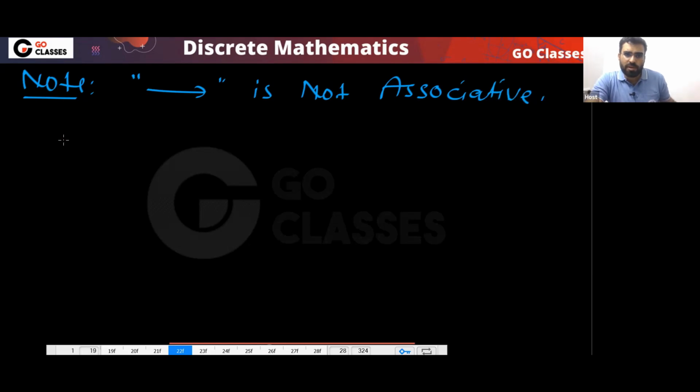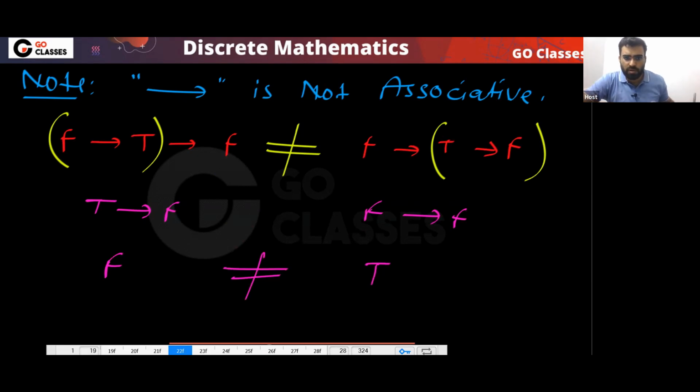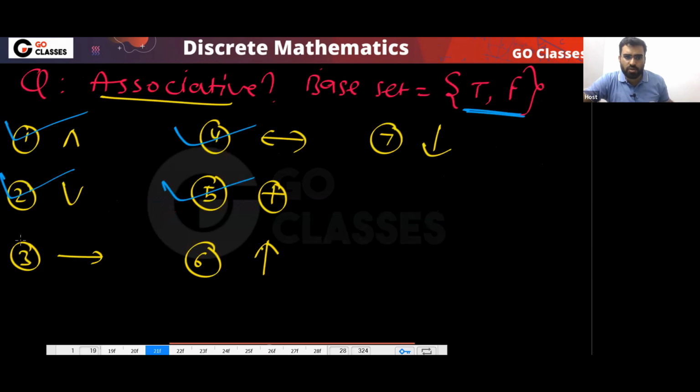Why? For example, you can take false, true, false. Just take this scenario. Now you can notice that this and this are actually different. This will become true implies false, and true implies false. That basically means false, and false implies anything is basically true. So this will become false implies false, and false implies false is true. So they are not the same. So implication is definitely not associative.